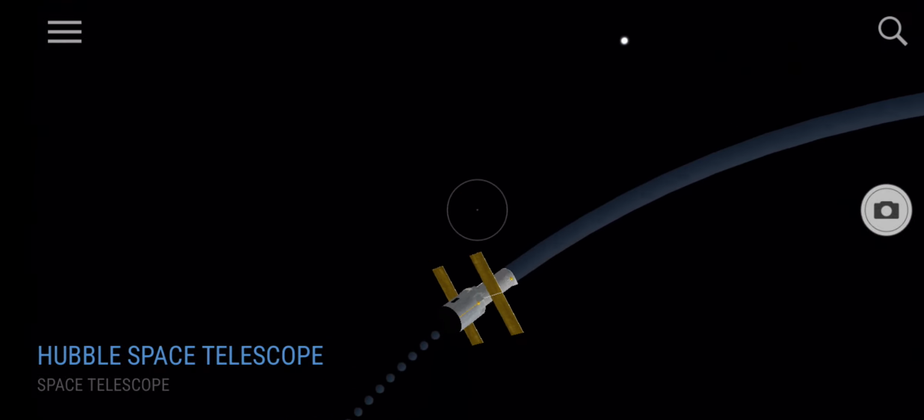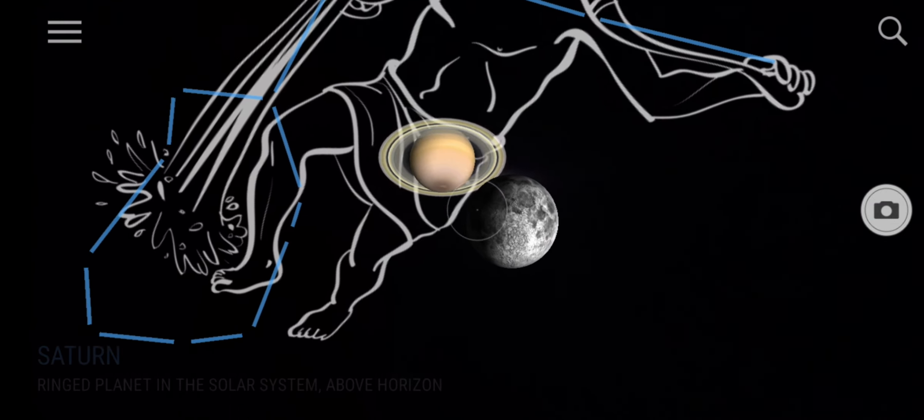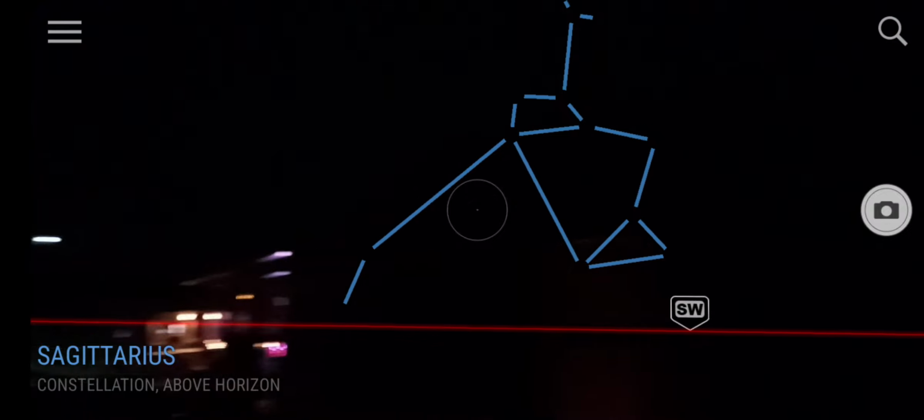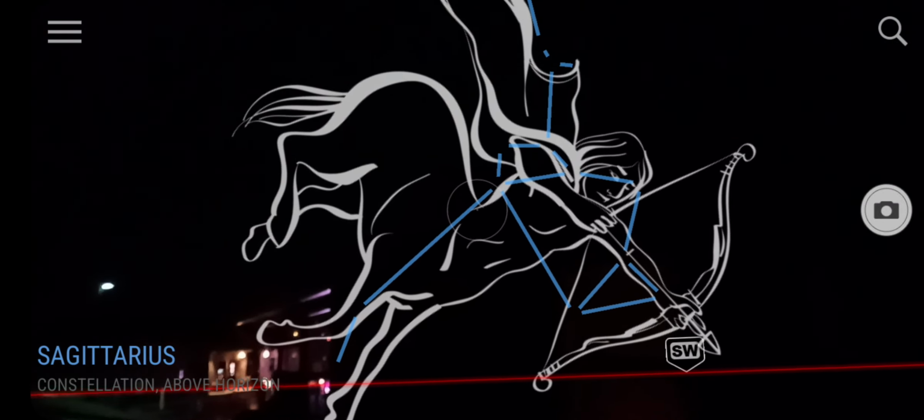The Hubble bubble. The Hubble bubble is in the southeast. So if you're in the southeast, you can see the Hubble bubble. So you go over here, and we got the moon and Saturn together. That's pretty sweet. And if you come down here, then you have freaking Sagittarius.